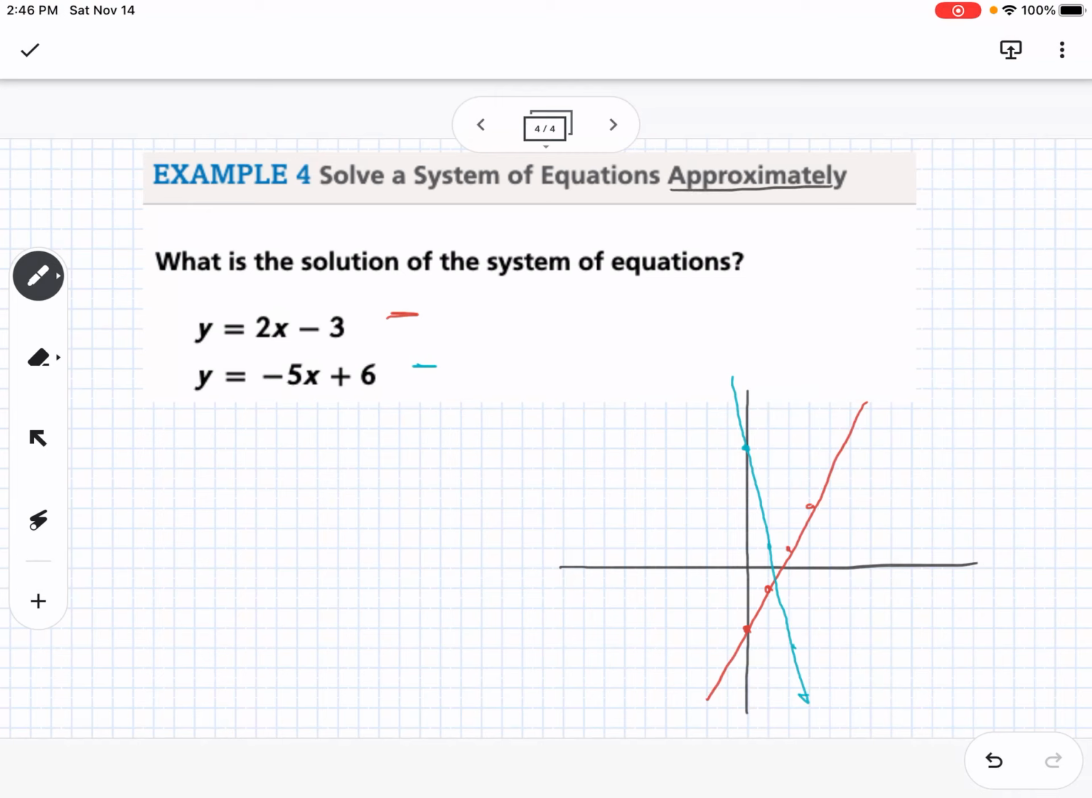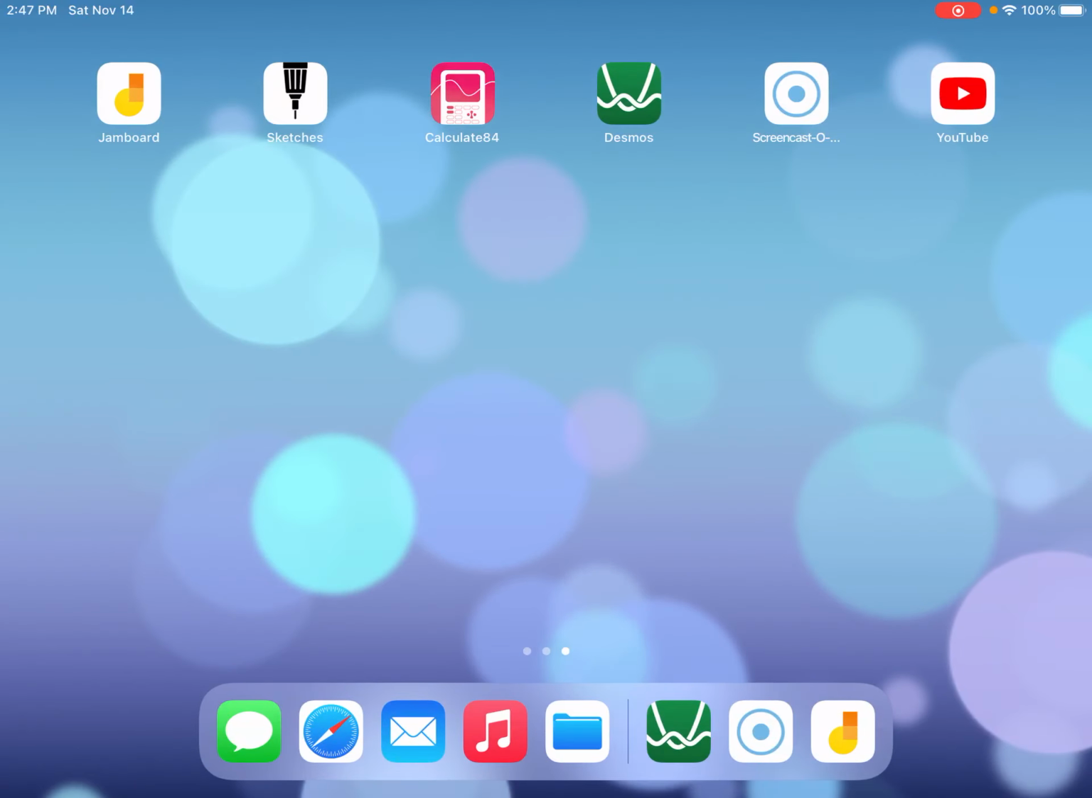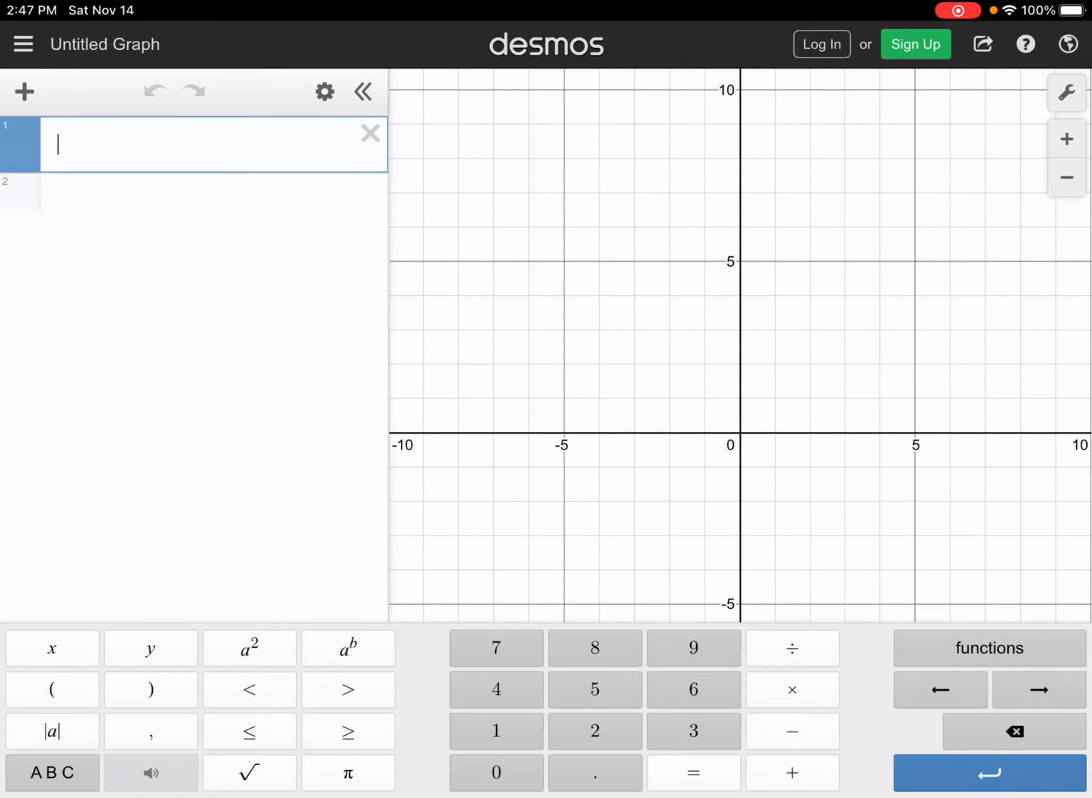So one thing that I'm going to show you, so you could go to www.desmos.com. So this is a free online graphing calculator. I'm going to show you the app. It's also free. So if you have a phone or a tablet that you could download the app to, that's another option. So I am going to show you on the app. So here's the Desmos app.